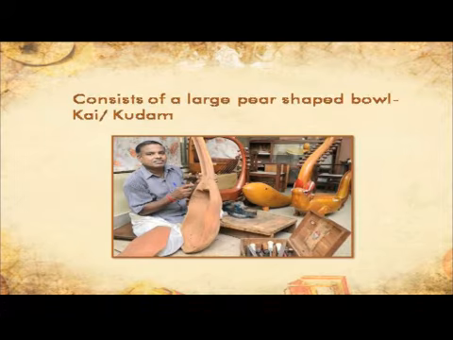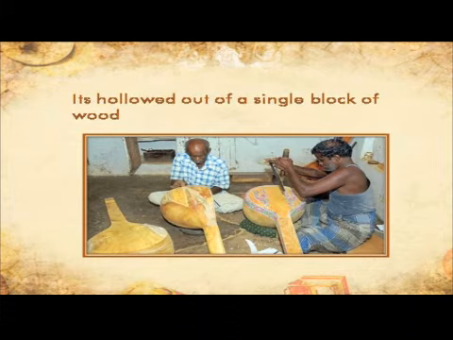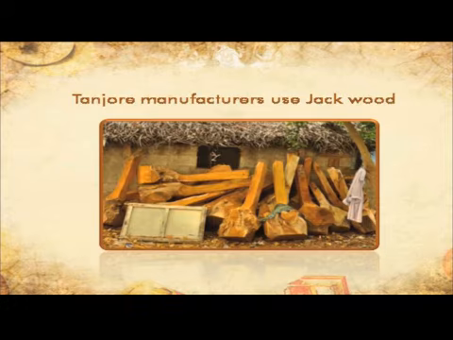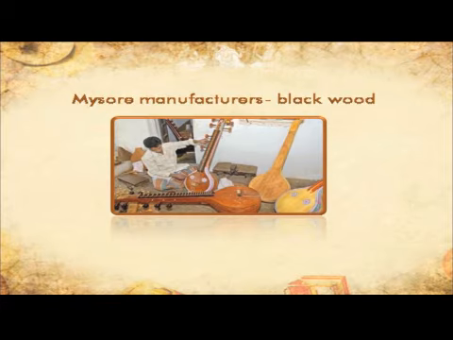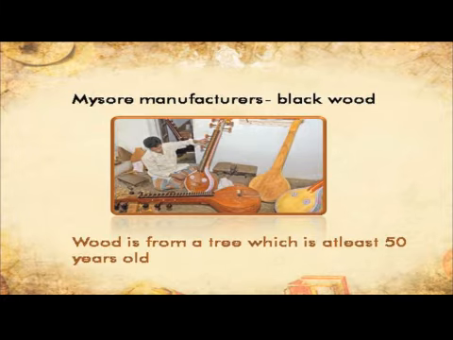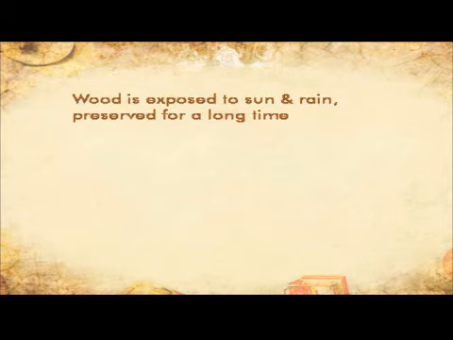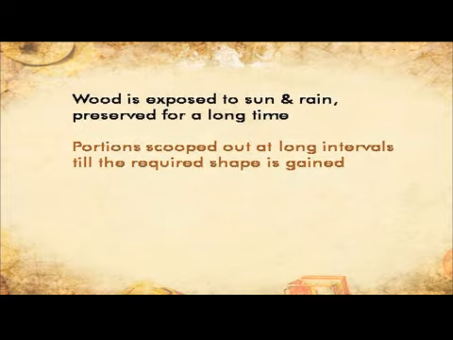Construction. The veena consists of a large pear-shaped bowl called the kai or kudam. It is hollowed out of a single block of wood. The Tanjore manufacturers use jackwood and the Mysore manufacturers use blackwood for this purpose. The wood is obtained from a tree that is at least 50 years old. The wood is exposed to sun and rain and preserved for a long time. Portions are scooped out at long intervals till the required shape is gained.